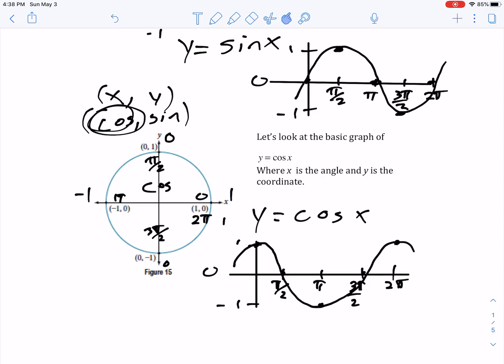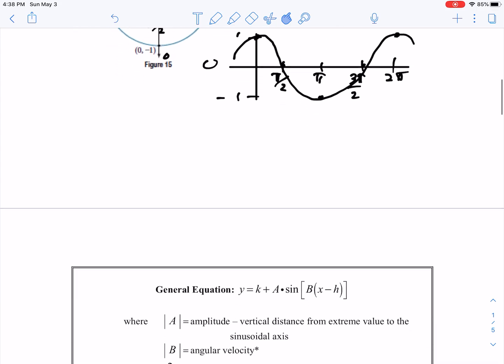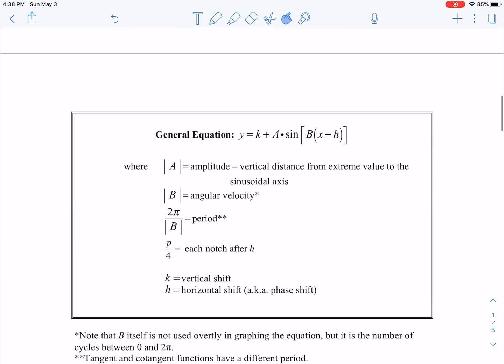Okay, let's move down. Let's now start shifting these all over the place. We're going to shift them side to side, up and down. We're going to make them go faster. We're going to make them go bigger as far as amplitude. We're going to do all sorts of things. Okay, so let's take a look at how we shift our graph.